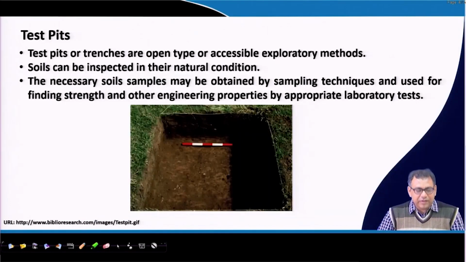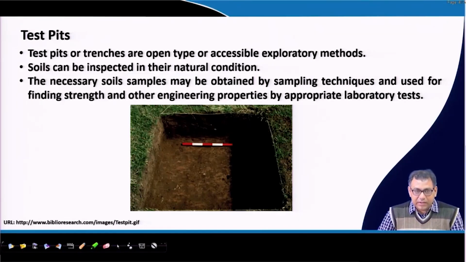Now the first one is the test pit. You can see this picture, which is the test pit. Generally the depth of the test pit should be the depth of the foundation, and from this pit we can collect the soil sample. This is the direct method by which we can directly collect the soil sample, take it to the lab, and get the soil properties.